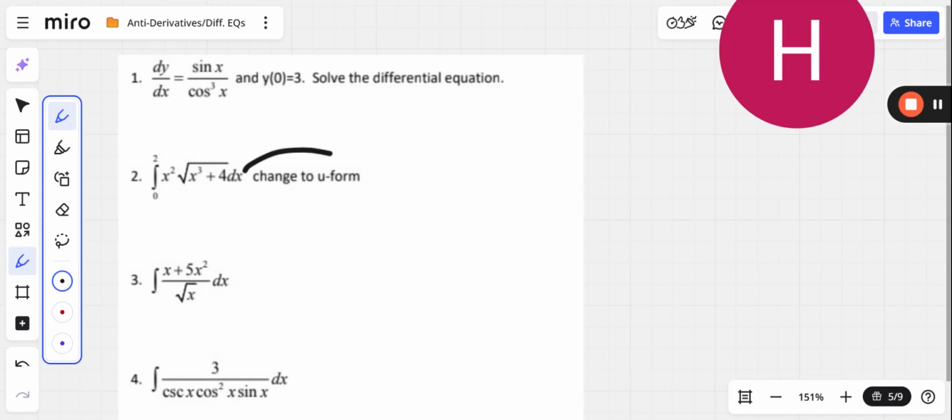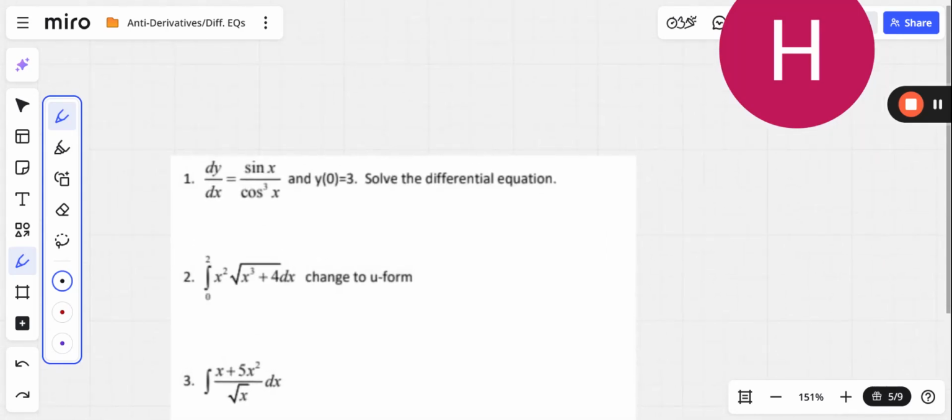Notice that this one does not need you to solve. It just wants you to change it to U form. That's all you have to do. So once you can change it using a U-Substitution, you're good to go. And we're going to talk a little bit about that. So feel free to answer these, pause the video, give yourself some time to try these problems. And now I'm about to start explaining them. Let's begin with number 1.